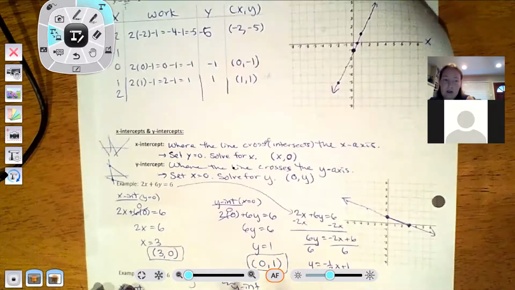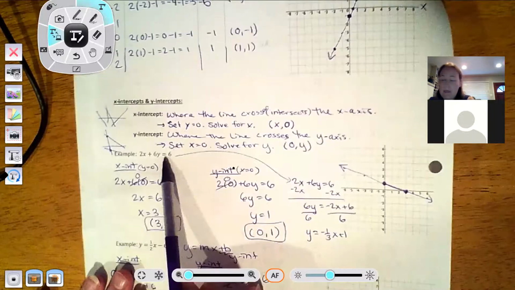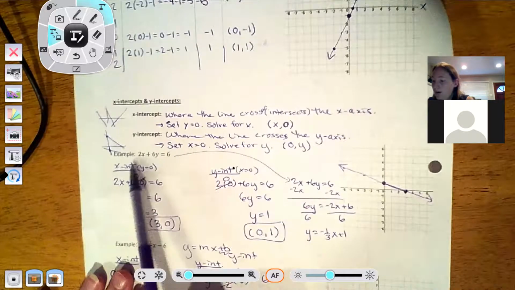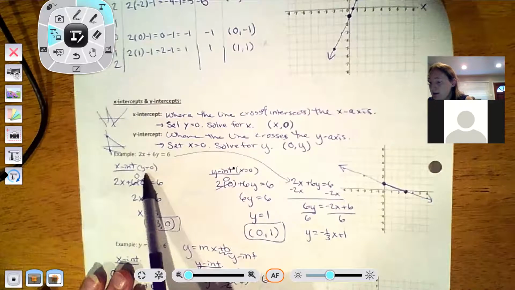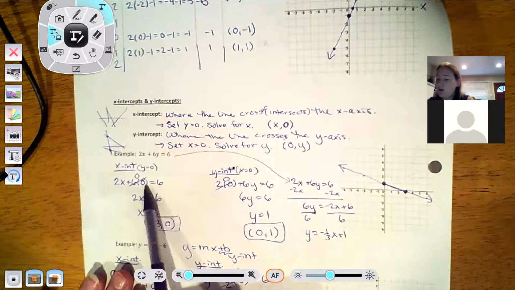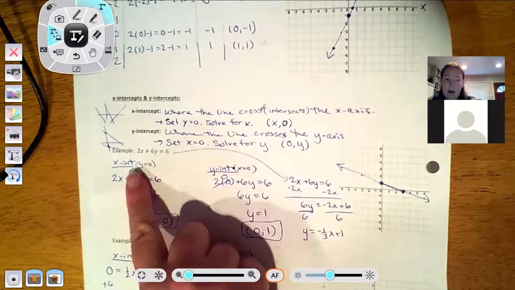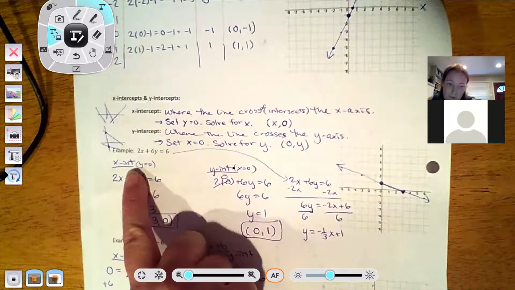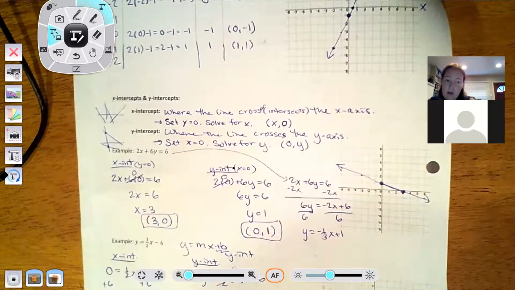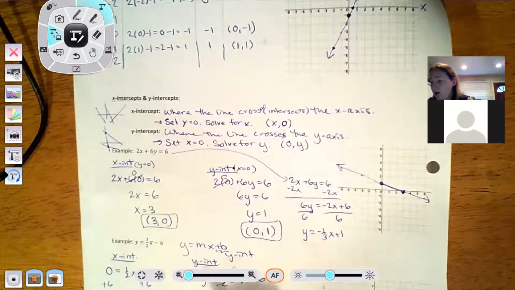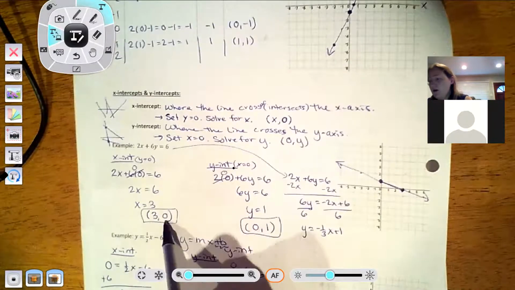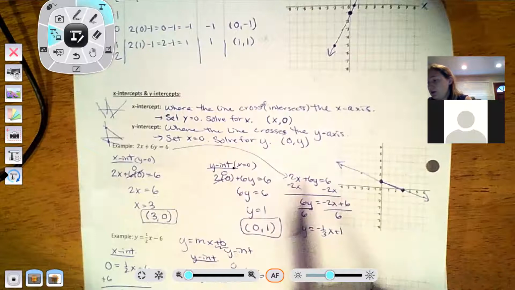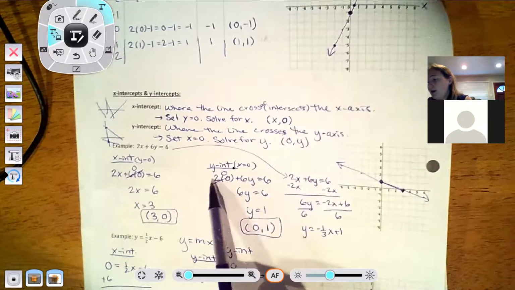So for example, here's an equation. This is in standard form. Plugging in 0 for y to get your x-intercept. 0 times anything is 0. Sometimes people just do the cover-up method. I think that's also shown in the video. And so then you get 3 for your x value when your y was set to 0. For your y-intercept, setting x equal to 0, finding your y value, you get 1.